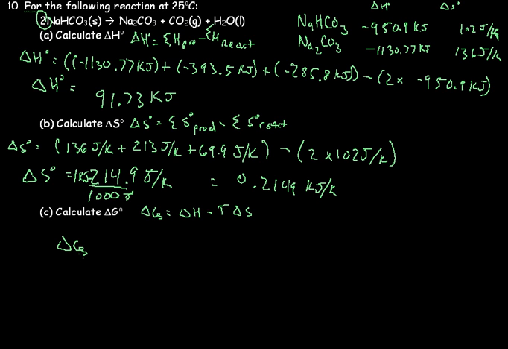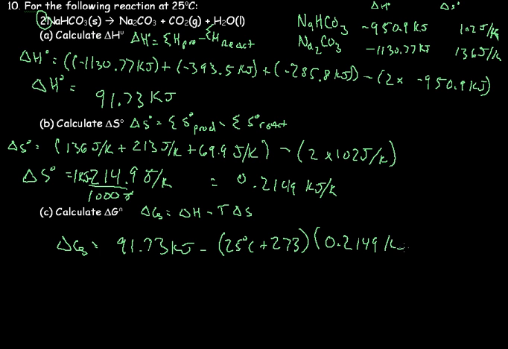Now, to find our delta G, we're just going to take our 91.73 kilojoules minus our temperature in Kelvin, which was 25 degrees Celsius plus 273, and that's in your review guide or your reference guide, times our 0.2149 kilojoules per Kelvin, and that's Kelvin there. So we get our delta G, and our delta G is going to be 27.7 kilojoules.